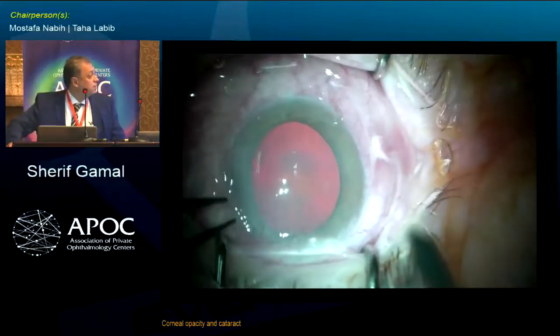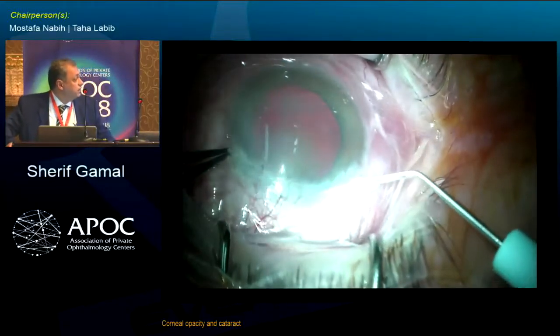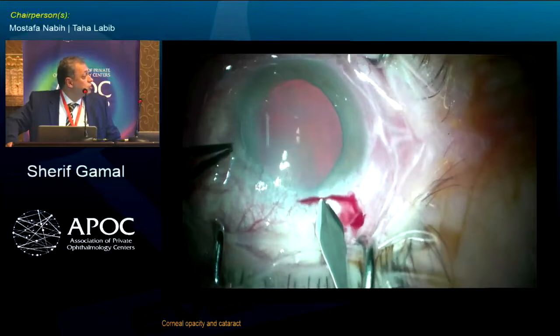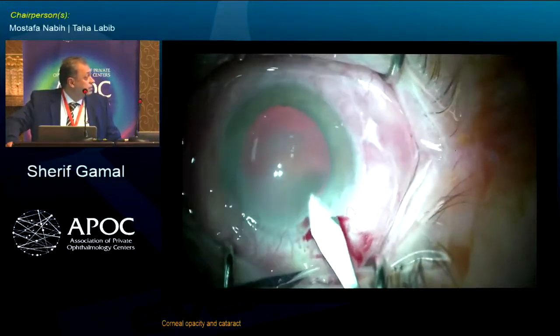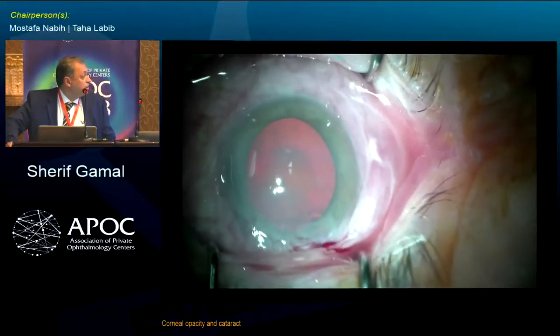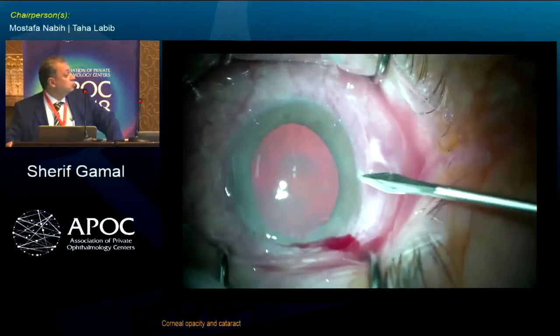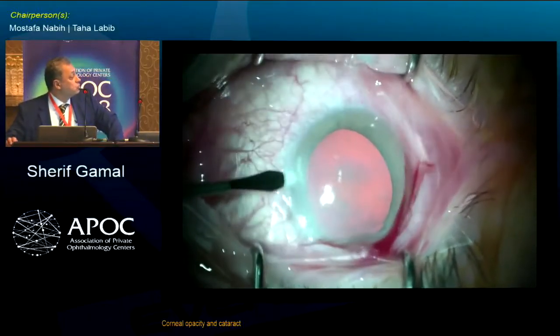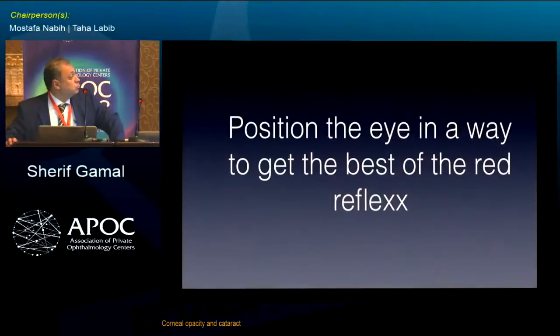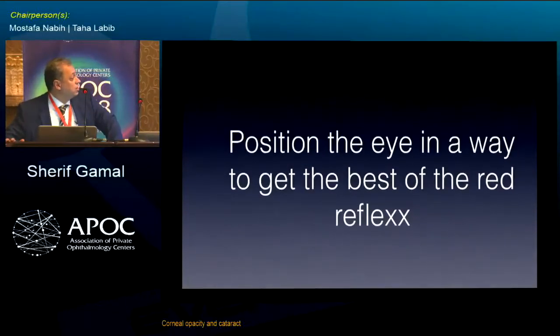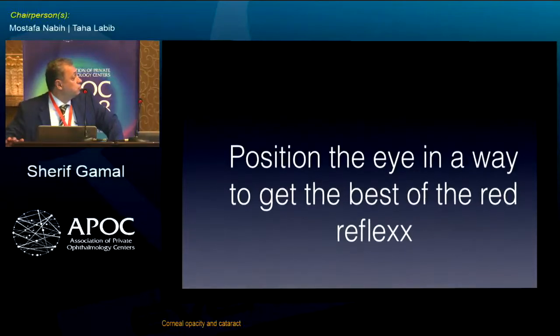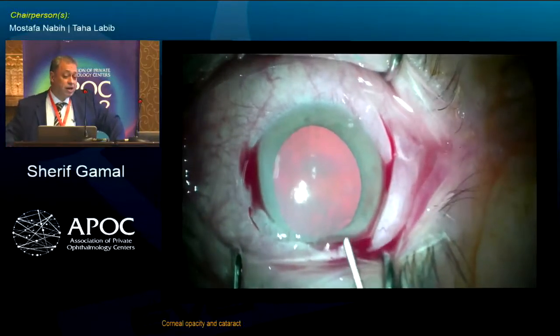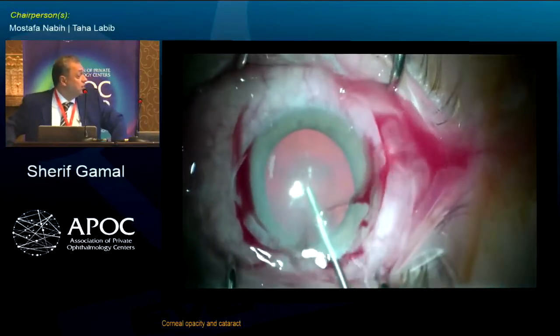This is a case who had corneal opacity, multiple corneal opacities due to repeated viral keratitis, and he had also cataract, and I had to take the decision to remove the cataract. There are some tips and tricks in order to perform surgery because, as we know, surgery depends on good visibility. So you have to position the eye in order to see the red reflex quite well.